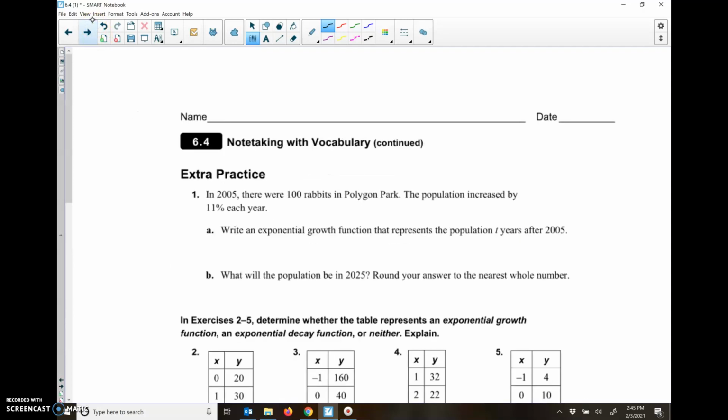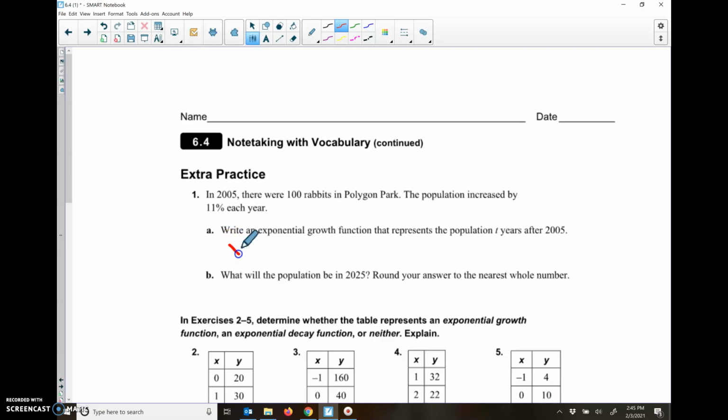Okay, so if you look at number 1 here, in 2005 there were 100 rabbits in Polygon Park. The population increased by 11% each year. So this is one of those DNR problems. You want to figure out how many deer or rabbits are in the area. DNR probably uses these a lot.